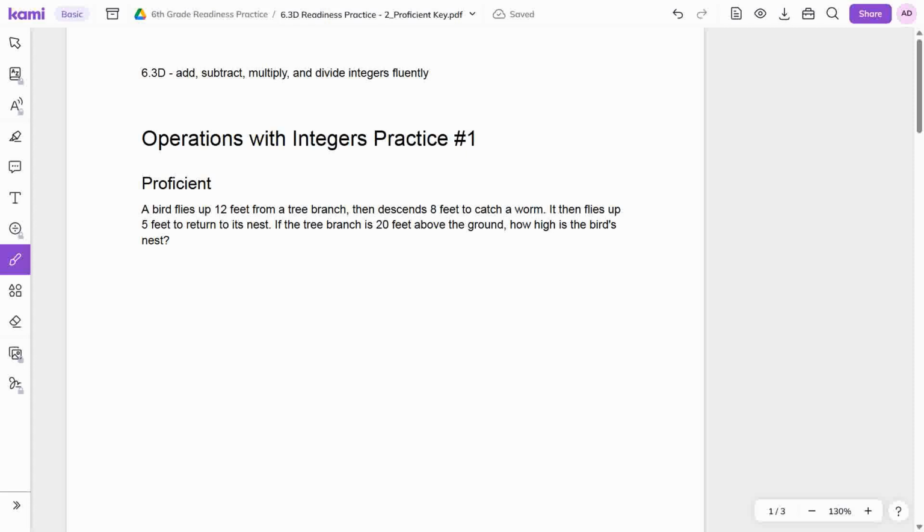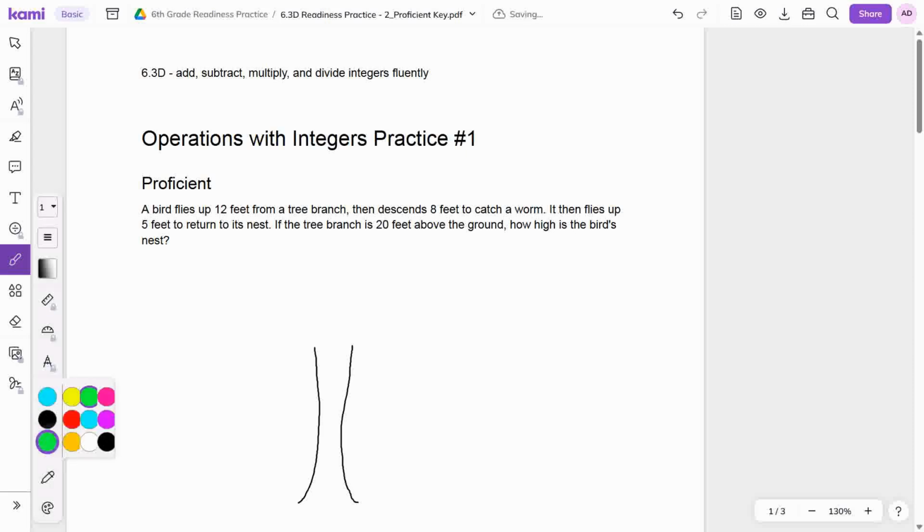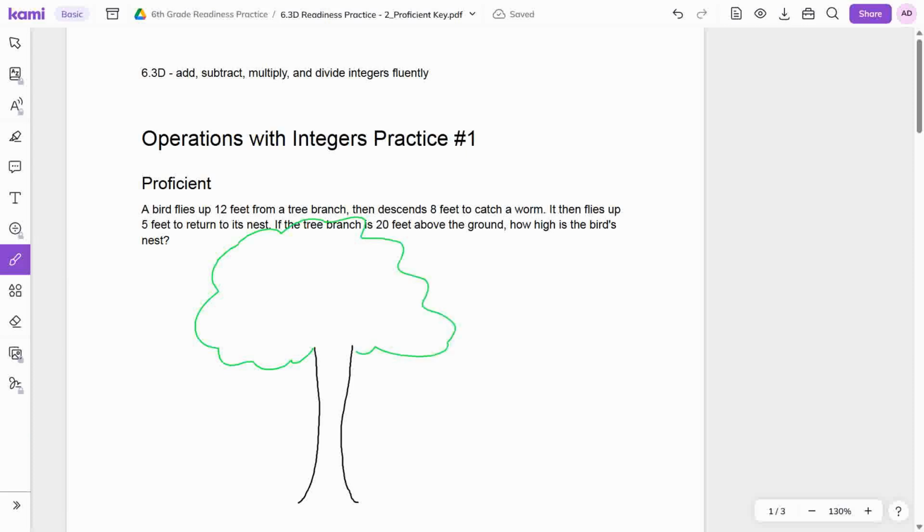All right, so we've got the story problem here about a bird flying up from a tree branch and catching a worm and going back to its nest. So let's get a tree going here. Now, we almost have to read this backwards for it to make sense. Here's my tree. It says it flies up from a tree branch, but we don't know where that tree branch is until we look at that last sentence. The tree branch is 20 feet above the ground.